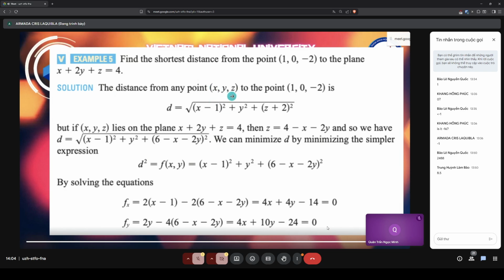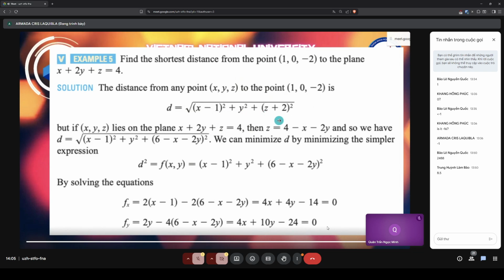If you have a point (x, y, z), we let this be any point on our plane. Now, you have to subtract the point and then square it. So the formula is x minus 1 squared, plus y minus 0 or y squared, and then plus z minus negative 2. Minus negative becomes plus, so we have z plus 2, squared. Then take the square root of that, and this is now the formula for your distance. By the way, this distance formula is for two points with three coordinates.